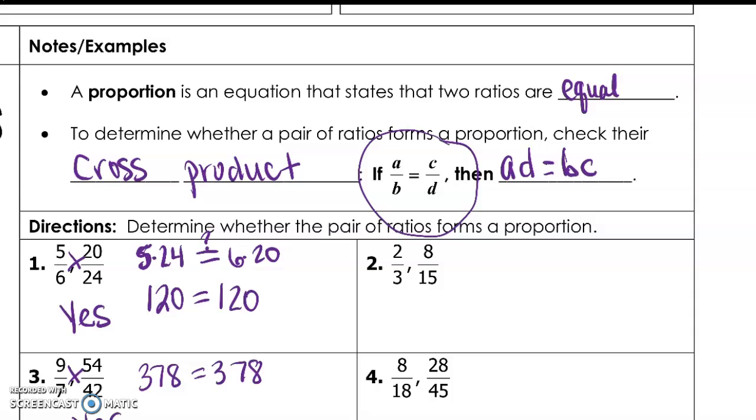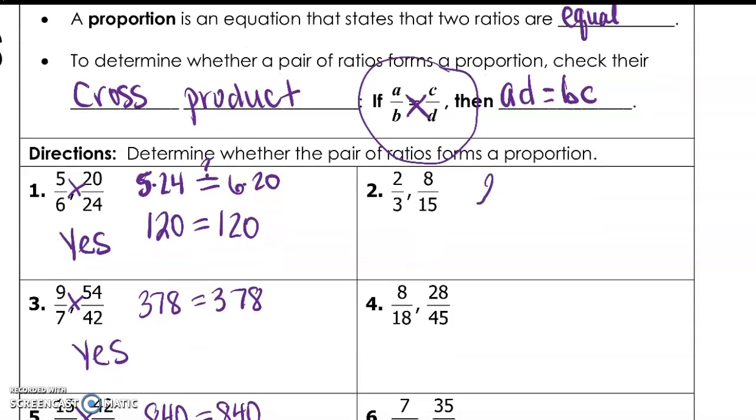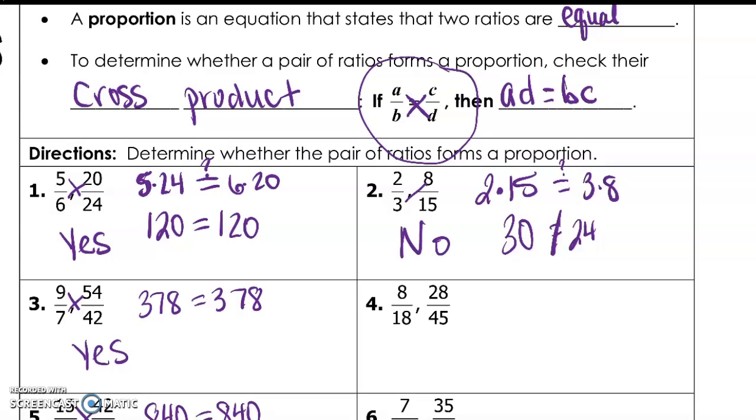So the cross product says you take the two that are diagonal from each other and multiply, and do that same thing with the other two. Multiply those and see if they're the same. So on our first one, we're going to take 2 times 15 and see, is that equal to 3 times 8? 2 times 15 is 30. 3 times 8 is 24. So those are not equal. So no, they do not form a proportion. So that's all you have to do, is you need to multiply two that are diagonal from each other, then the other two, and see if it's the same number or not.